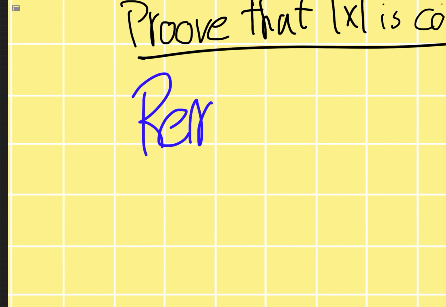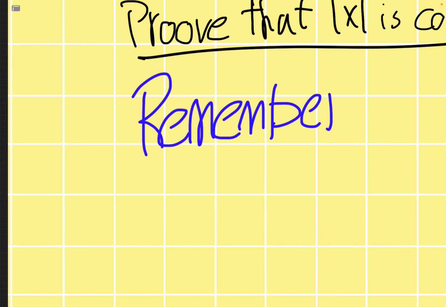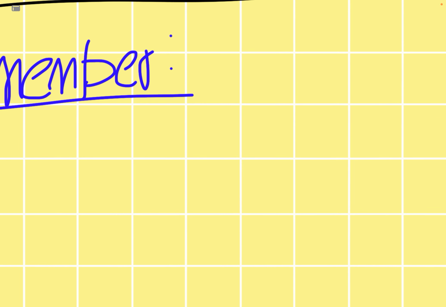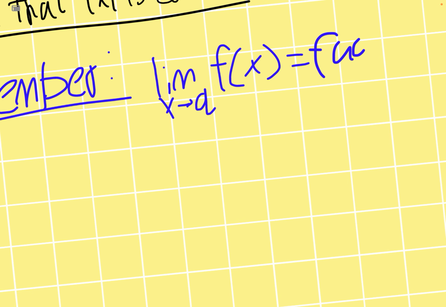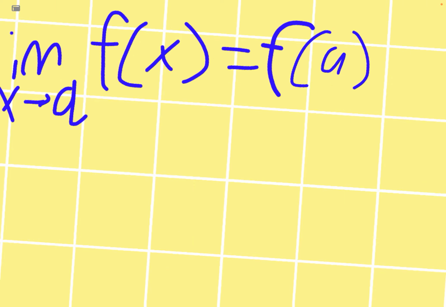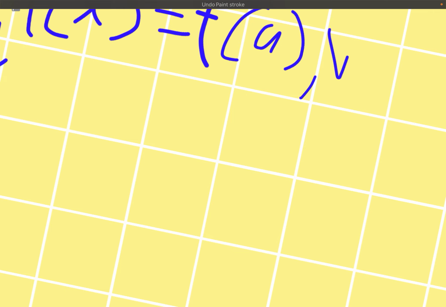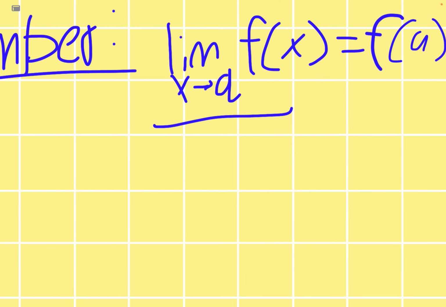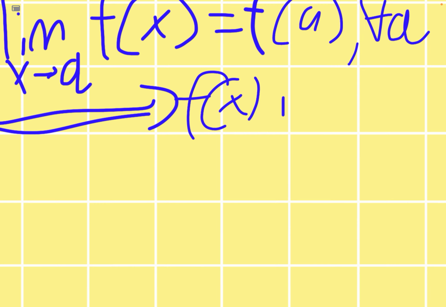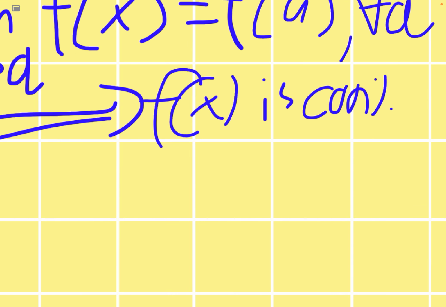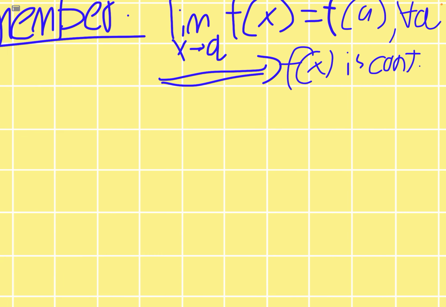And maybe I'll put right here, the first thing we should do is remember that if the limit as x approaches some number, let's just say a, of f of x equals f of a, no matter what value of a, so for all a, then f of x is continuous. And I'll just abbreviate it so you don't have to see me write.